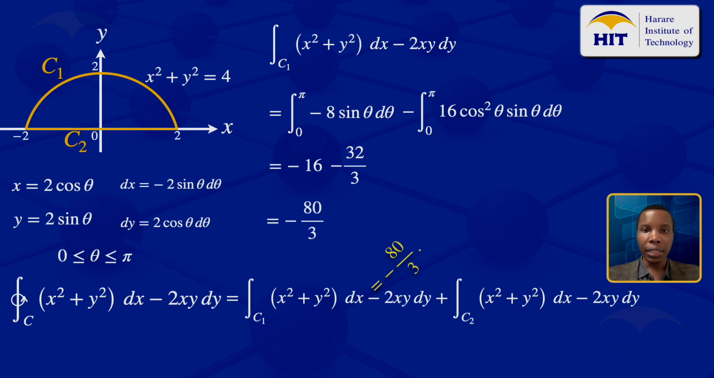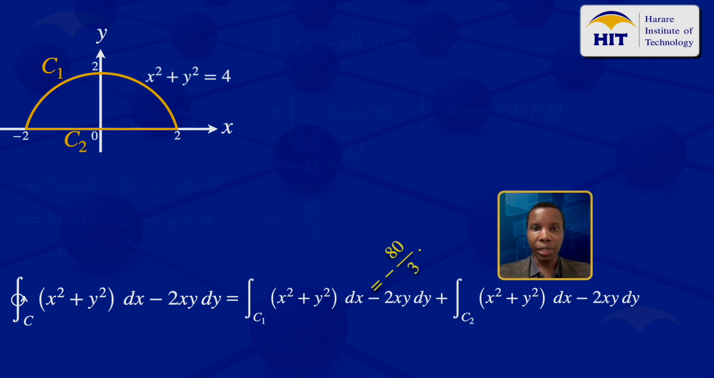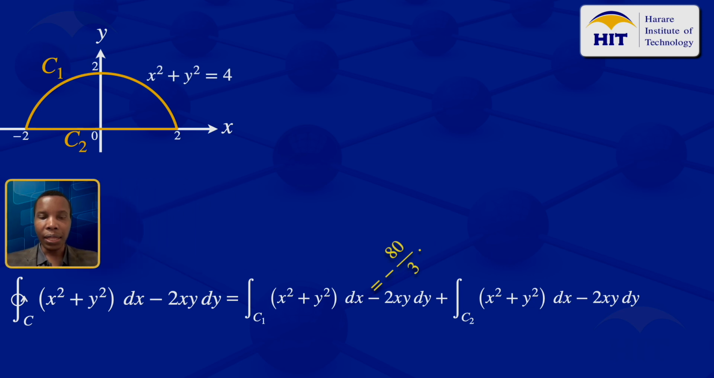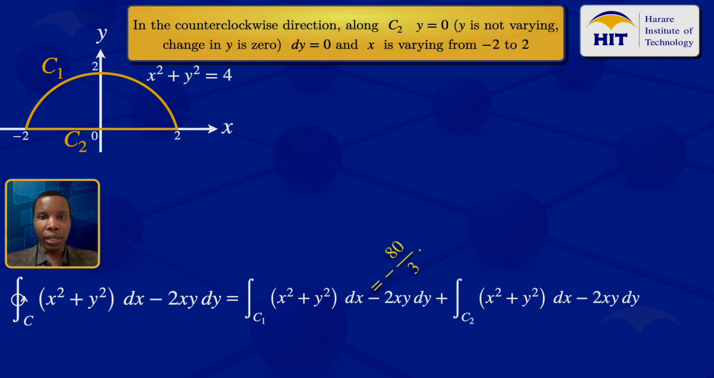So this integral there, I'm saying, is minus 80 over 3. So that's what we are having now. I will now go on to the next step, evaluating the integral on the curve C2. Looking at the curve C2 in the counterclockwise direction, we have y equals 0. Y is a constant there, it's not changing, so our dy is equal to 0, and x is varying from minus 2 to 2. We are moving in the counterclockwise direction.